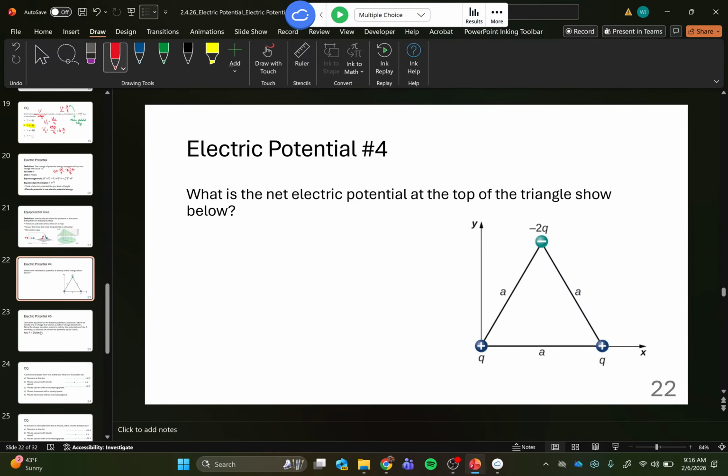All right. So, what is the net electric potential at the top of the triangle shown below? This triangle, we've used it for so many things. I've asked you for the force at the top of the triangle. I've asked you for the field at the top of the triangle. Now I'm asking you for the voltage at the top of the triangle. There's another one that says what's the energy at the top of the triangle too, but we skipped that one.